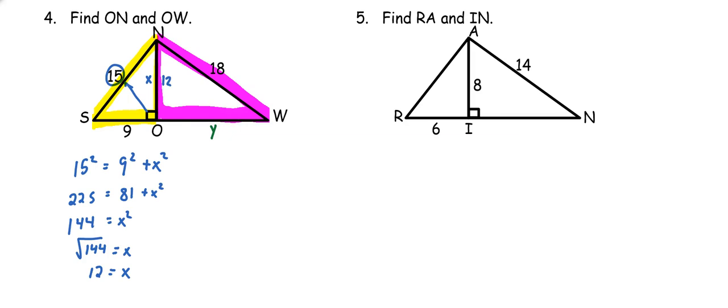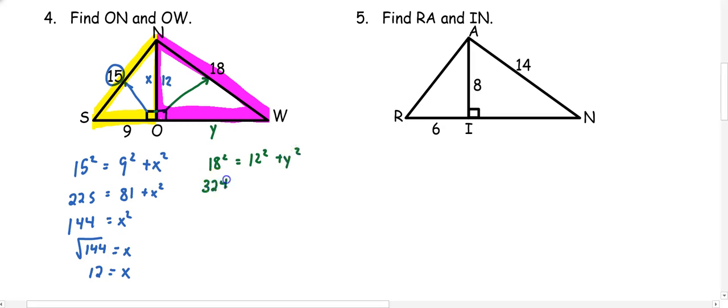To solve for this, notice that if it's a right angle, the angle next to it is also right, which makes 18 the hypotenuse. So 18 squared equals 12 squared plus y squared. So we get 324 is equal to 144 plus y squared. We can subtract 144 from both sides. 180 is equal to y squared. Now when I take the square root of 180, that gives us a decimal. So we need to break down our radical, and we get 6 root 5.